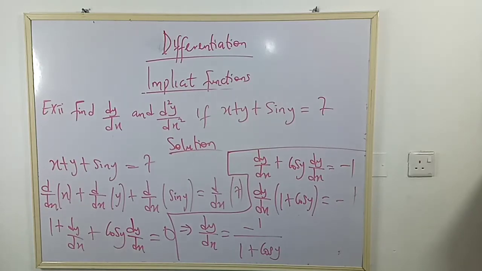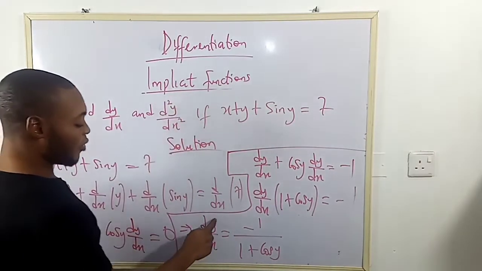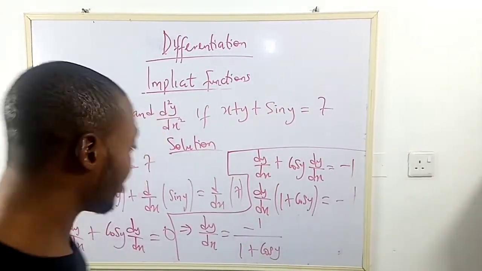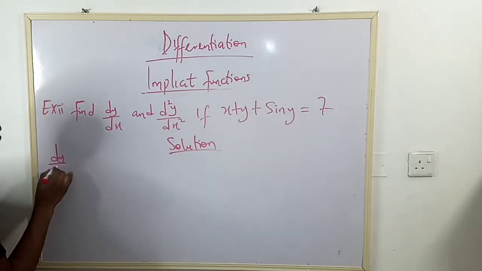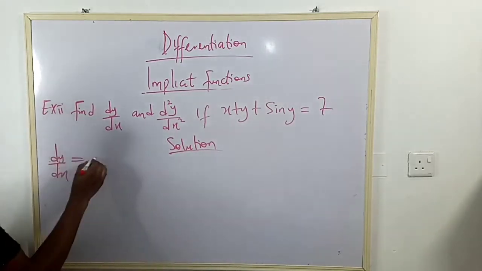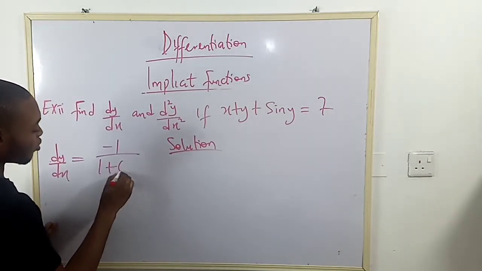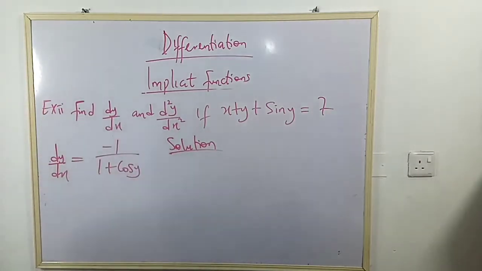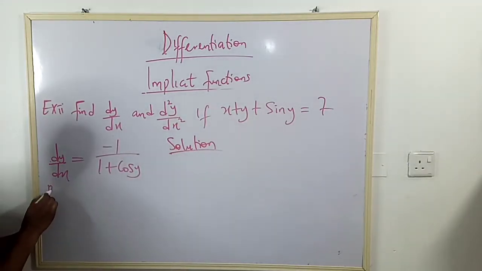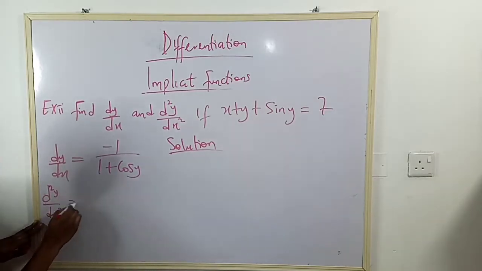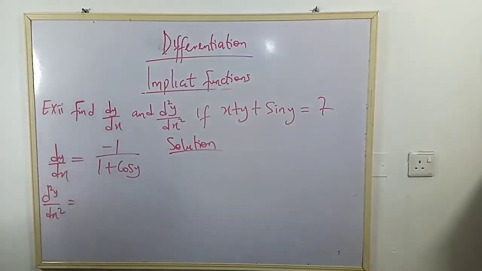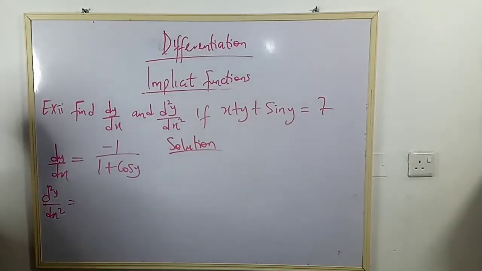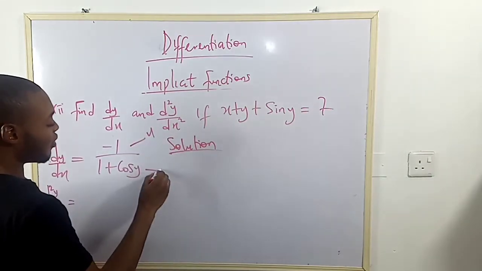So the next thing is we're going to find d²y/dx², which means we differentiate this dy/dx for the second time. From there we have that dy/dx is equal to minus 1 over 1 plus cos y. So to find d²y/dx², we can simply use the quotient rule. This is our u and this is our v.